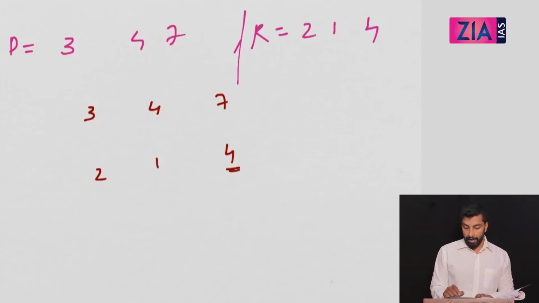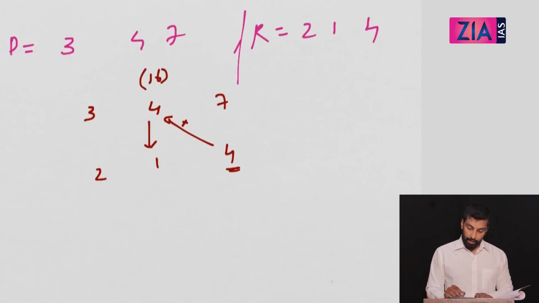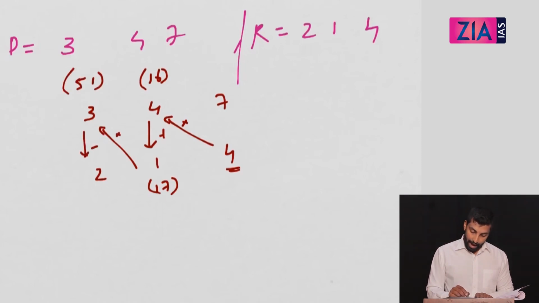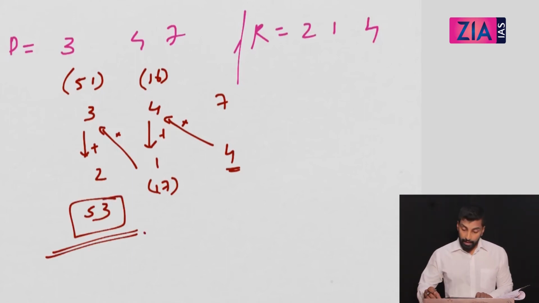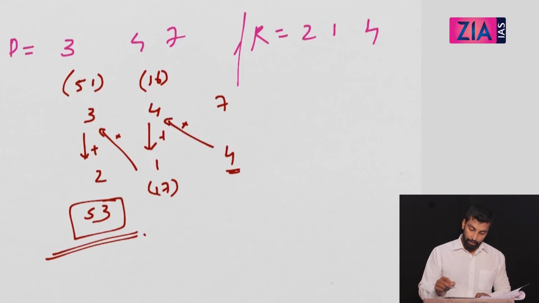Start from here, diagonally you multiply 4 into 4, 16. Vertically you add, you get 17. Diagonally you multiply, you get 51. Vertically you add, you get 53. So what is the answer? 53.